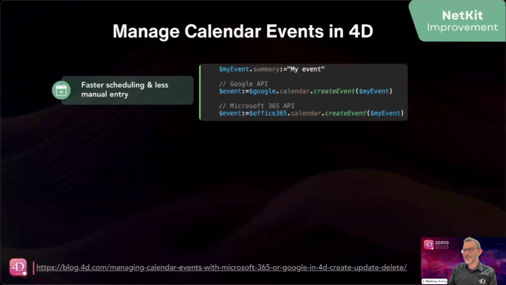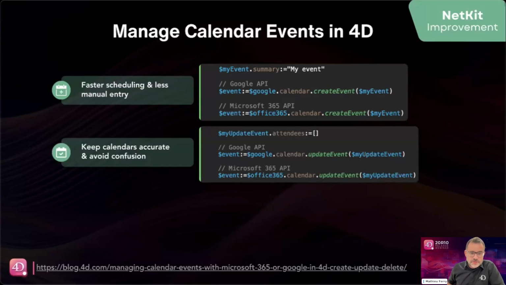And we will continue with 4D NetKit and a new useful enhancement, which is calendar management. You can now manage events using Google Calendar or Microsoft 365 APIs right from your 4D code. First, you can create events programmatically. Just set your event details and use the .createEvent function. It works the same for both APIs.